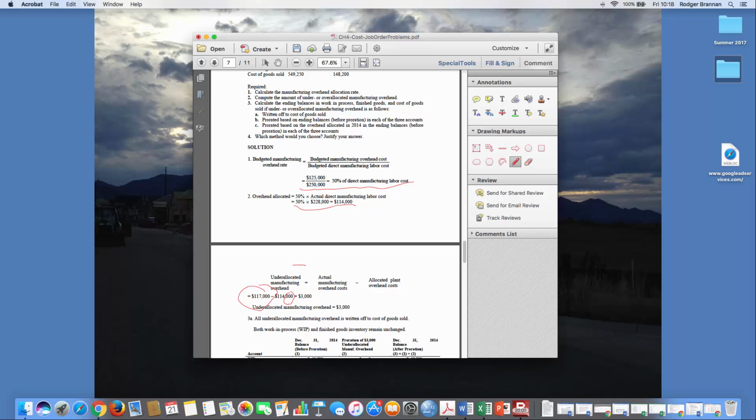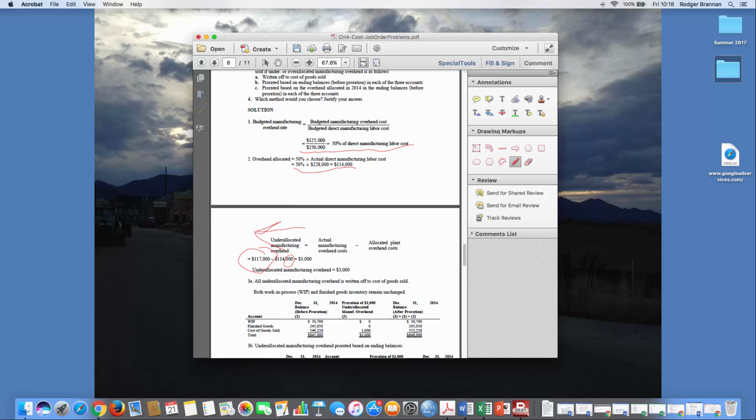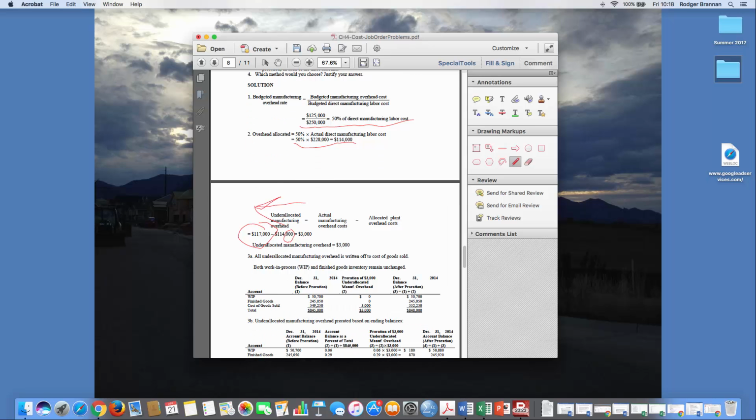Again, I'm going to draw this arrow. You have to always adjust to the actual. I compare my applied or allocated to the actual. The actual was 117. That's what it has to be. I came in at 114. A little bit off. Now, I have the $3,000 difference I need to deal with. How do I do it?